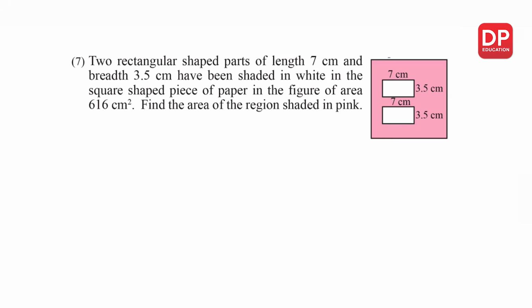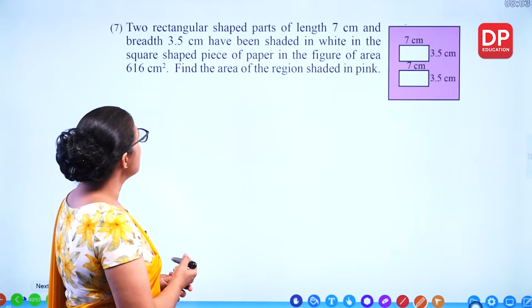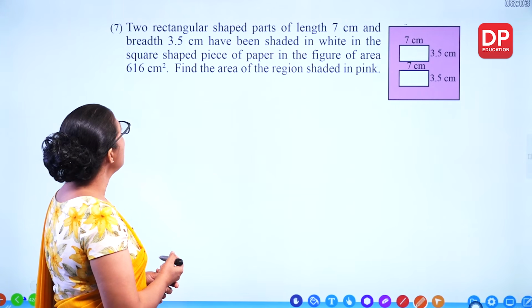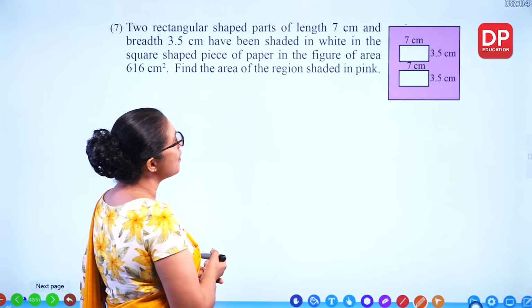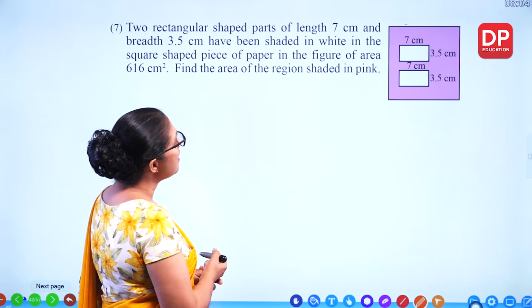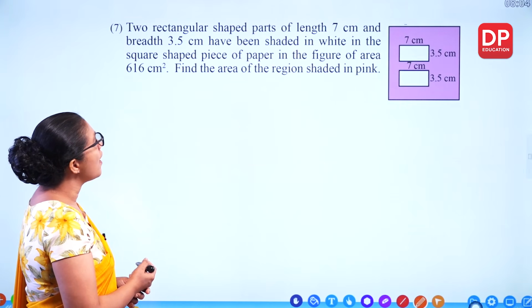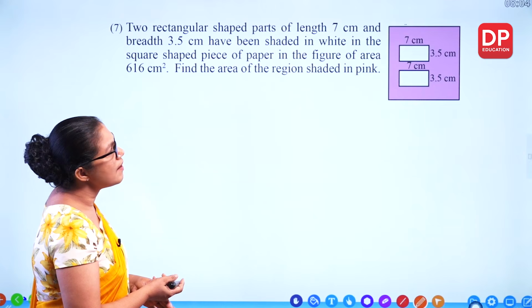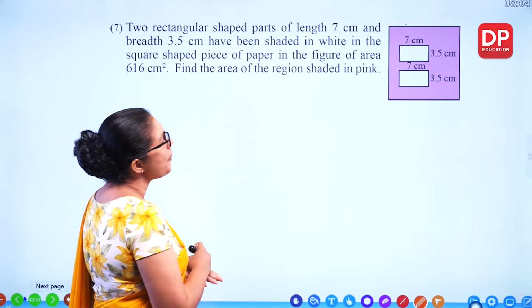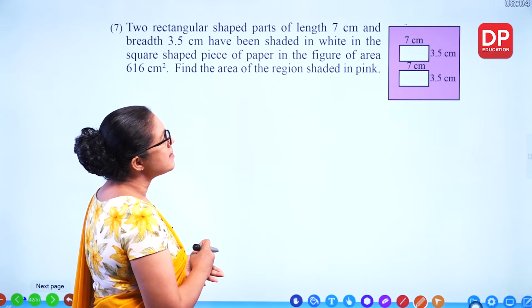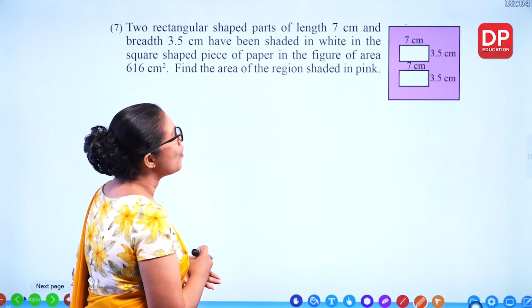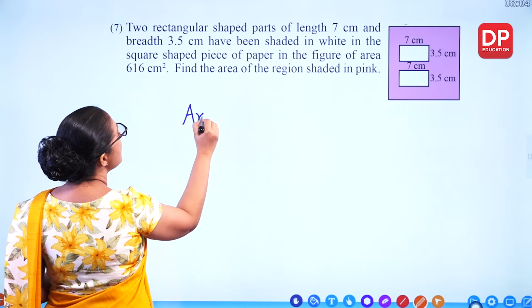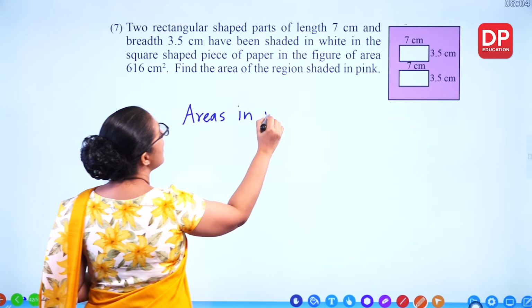Two rectangular shaped parts of length 7 centimeters and breadth 3.5 centimeters have been shaded in white in the square-shaped piece of paper in the figure, of the area 616 square centimeters. Find the area of the region shaded in pink. So the total area is given. So you have to subtract the area of the small rectangles in white. So how do you find out the areas in white? So we'll find areas in white color.